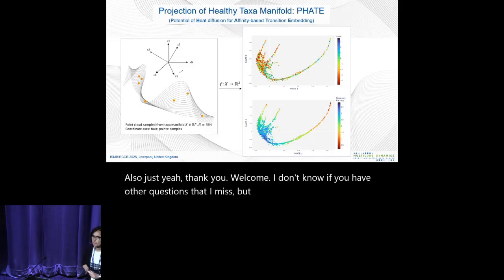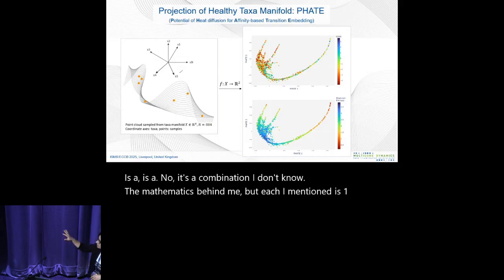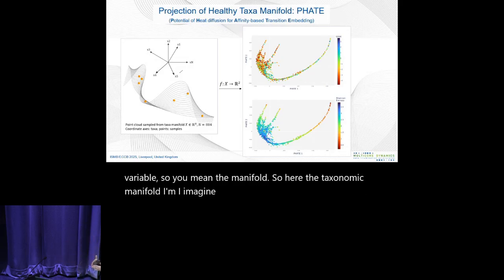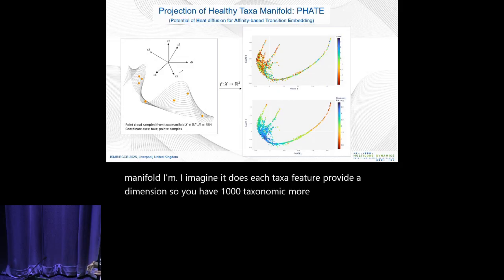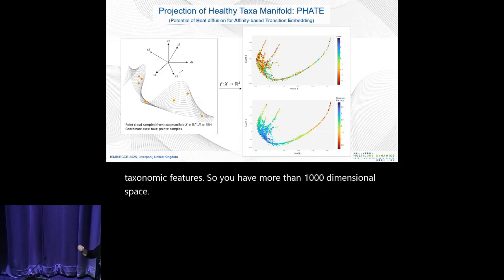Each dimension is a variable? No, it's a combination. I don't know the mathematics behind it, but each dimension is one variable. So you mean the manifold? So here, the taxonomic manifold, I imagine it as each taxa feature providing a dimension. So you have more than 1,000 taxonomic features, so you have more than 1,000 dimensional space in which the samples live.